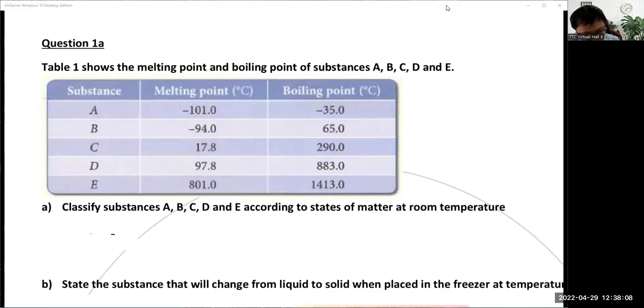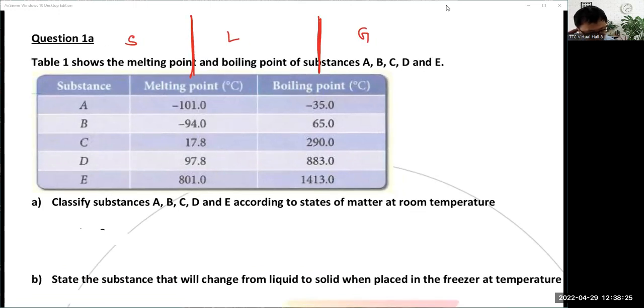Okay, first thing, how to do this kind of question, first thing you have to draw a line here. You have to draw a line here. Then melting is changed from solid into liquid. Then boiling point is the liquid change into gases. So for this question, classify A, B, C, D, E according to the state of matter at room temperature. You have to remember room temperature is 25 Celsius. So in this case, you have to check where is 25.